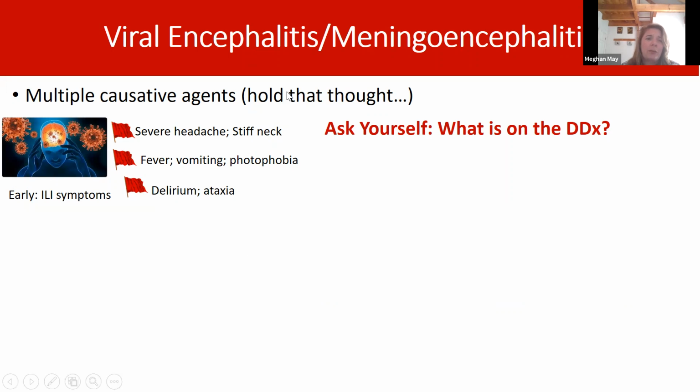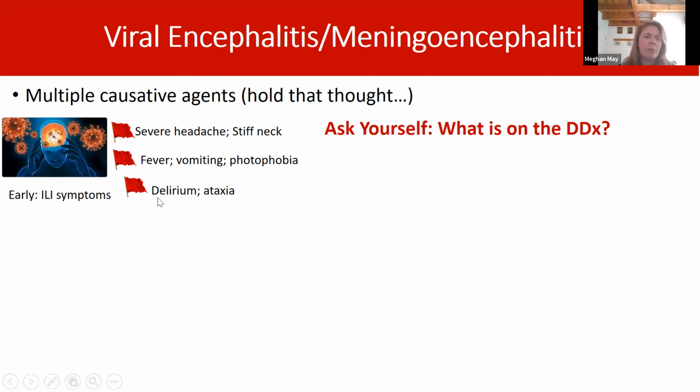So now we're going to move to viral encephalitis / meningoencephalitis. So we have a wide variety of causative agents. Again, hold that thought. How does this present? Same early on, same cardinal symptoms, but there are a few extra. When a patient first becomes ill, they have kind of a mild influenza-like illness. Then they progress to having that severe headache, stiff neck, fever, vomiting, photophobia, same as everything we've discussed so far.